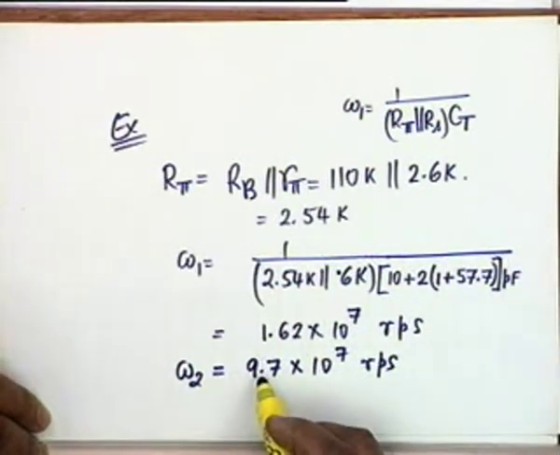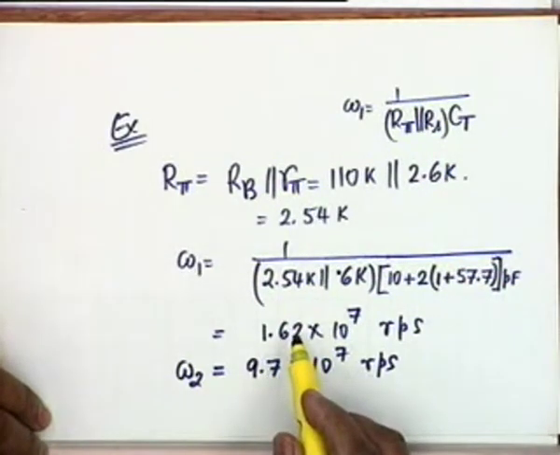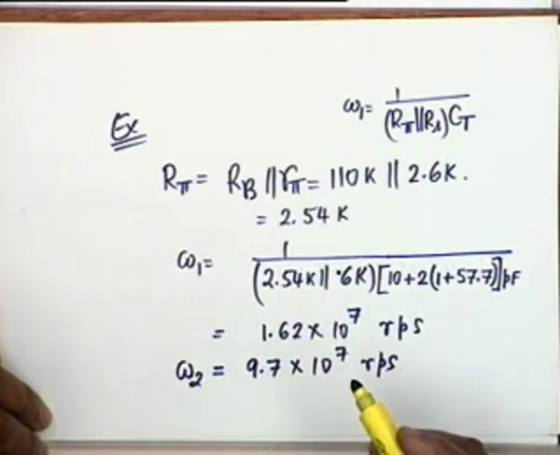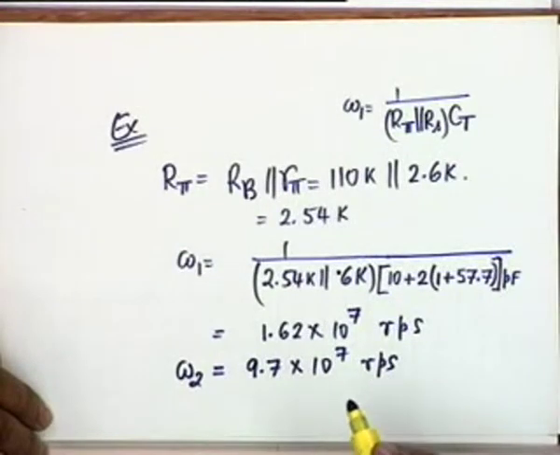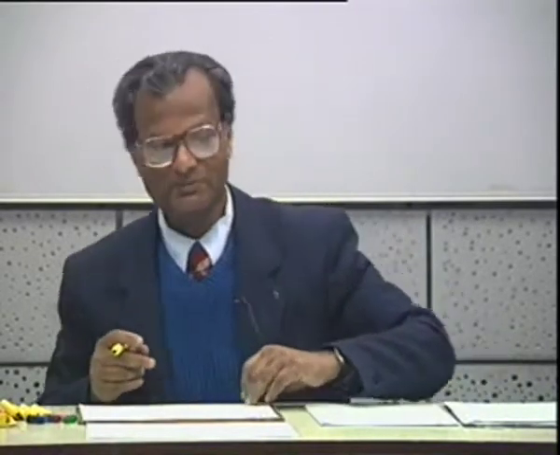Now, this value obviously is not much larger than 1.62, it is about 6 times. Are we justified in ignoring omega 2 when omega 2 is only 6 times? There is a justification. I told you that in electronics much greater than means a factor of 10. This is not even 10, this is 6. How come we can justify ignoring this? The justification is as follows.